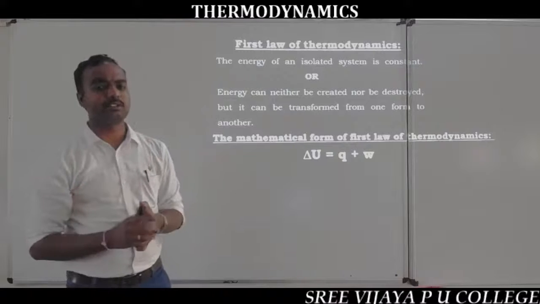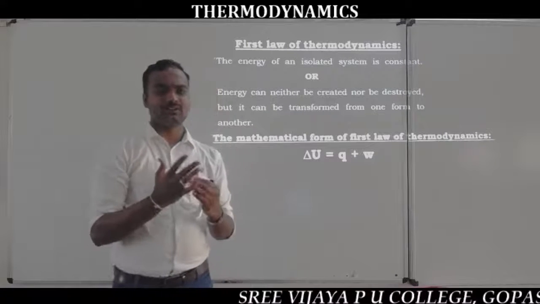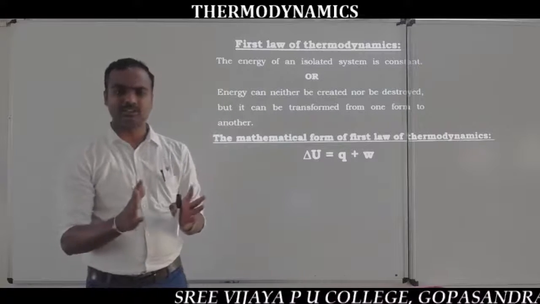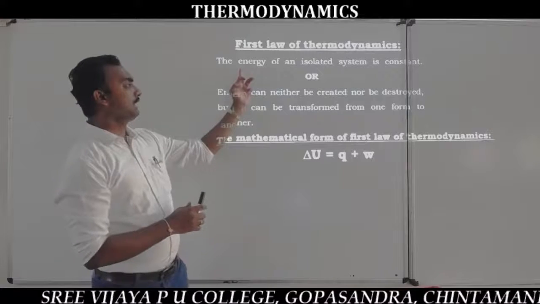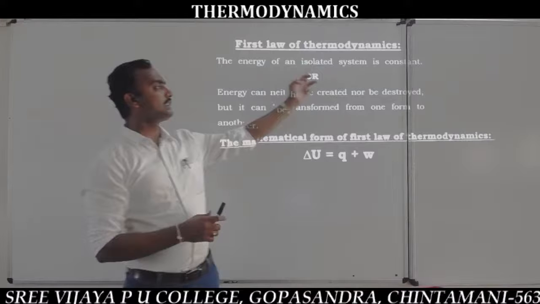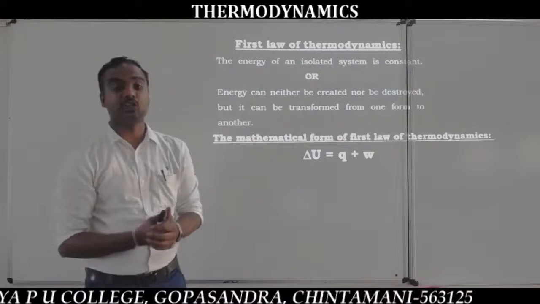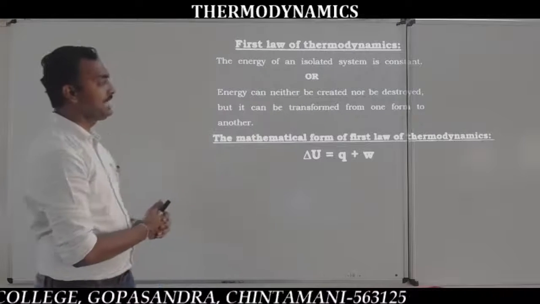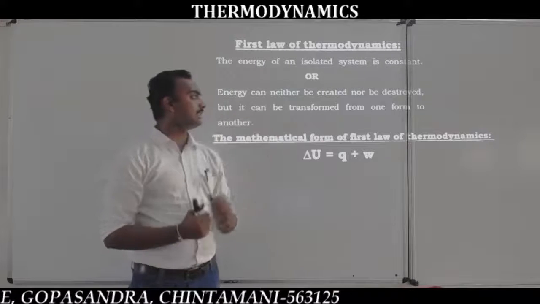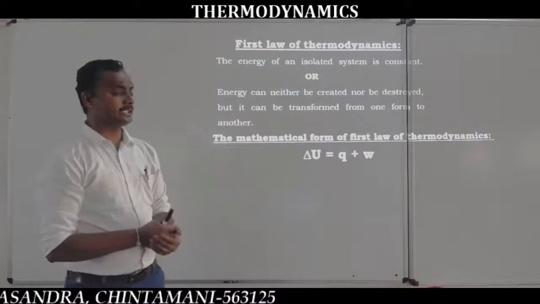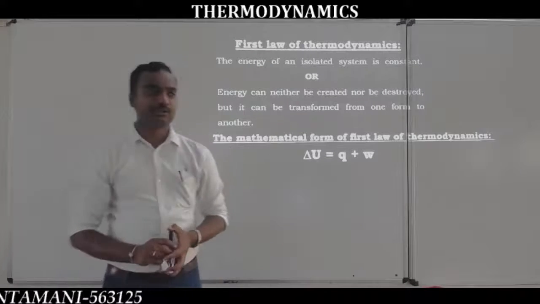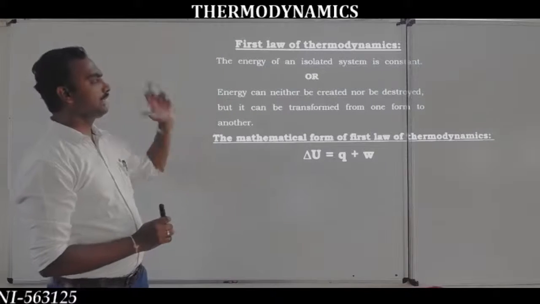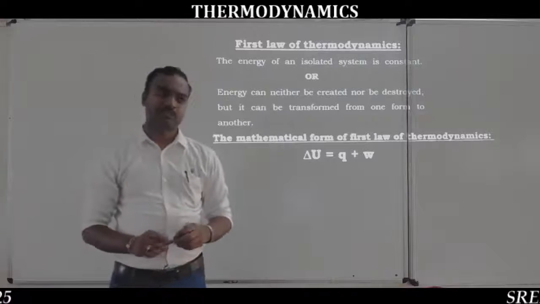Between the system and the surroundings there is no exchange of heat and no exchange of matter. So therefore there is no loss of energy. Therefore the energy of an isolated system is constant. That is taken as the first law of thermodynamics. Or we can say energy can neither be created nor destroyed, but it can be transferred from one form to another. Either statement is called the first law of thermodynamics.